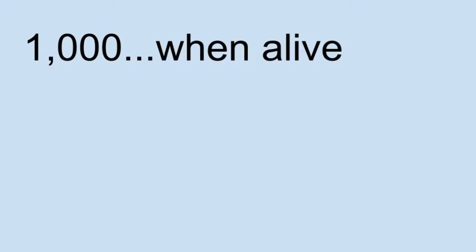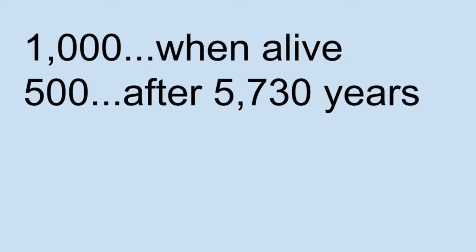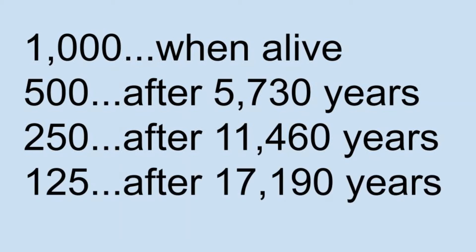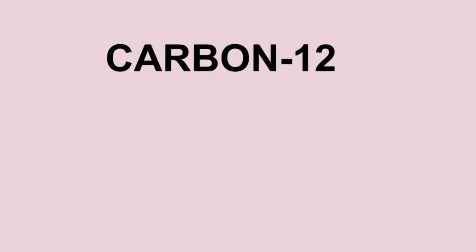So if there would have been, for example, 1,000 atoms of carbon-14 in a sample when that organism was living, and we're using very simplified quantities just to explain the concept, 5,730 years after its death, it would have only 500 carbon-14 atoms, or half its original 1,000. In another 5,730 years, or 11,460 years after death, it would have only 250 atoms of carbon-14, or half of the previous 500. In another 5,730 years, or 17,190 years after death, it would have only 125 carbon-14 atoms, or half of the previous 250, and so on.